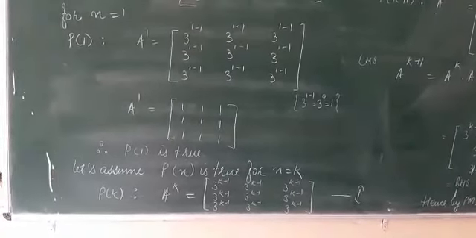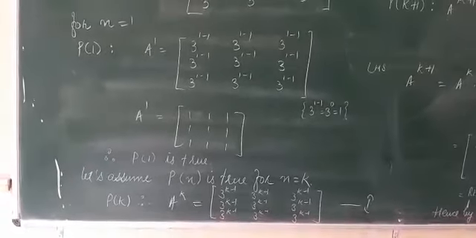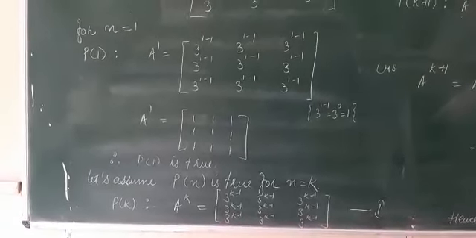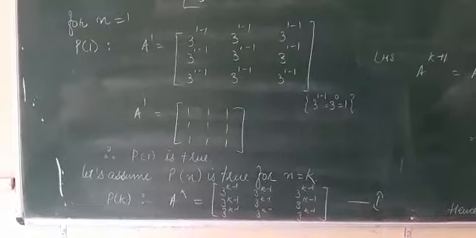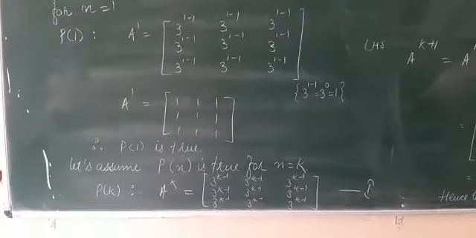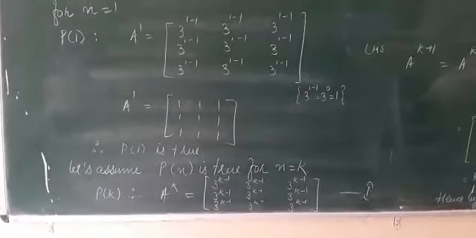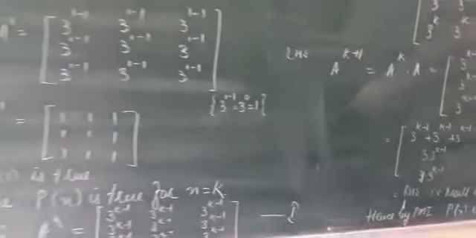Now, let us assume that Pn is true for n equals k. So, Pk, what will it become? It is A raised to the power k equal to a square matrix of order 3 with each entry 3 raised to the power k minus 1. Mark this as your first equation.